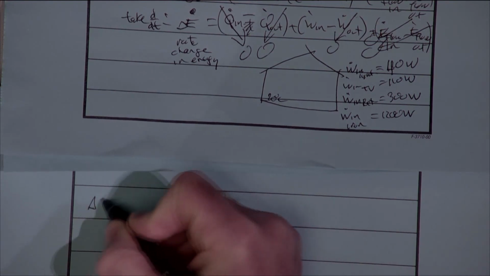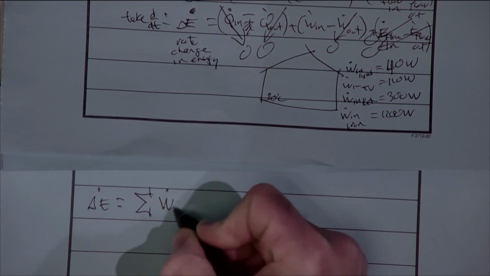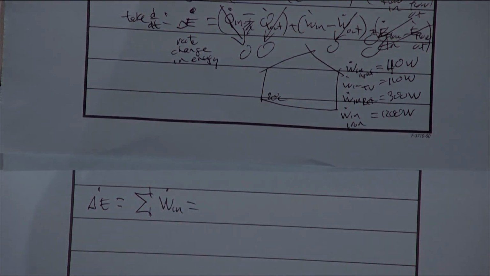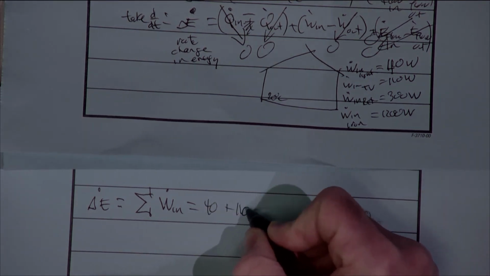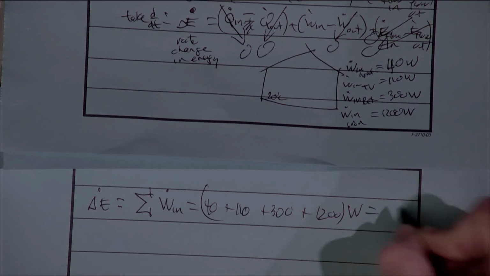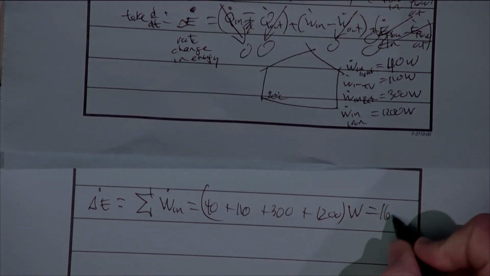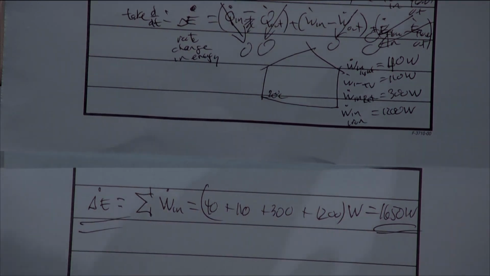we would basically just have that the delta E dot is going to equal the summation over all these W dot in terms. So it's just a matter of adding everything together. 40 plus 110 plus 300 plus 1200. They all have the same units of watts. So basically 1650 watts. So that's the rate at which the energy is changing within this particular room. Again, just to get you thinking about the nature of heat transfer and work, these are not particularly complicated problems here in this part of Chapter 2. So are there any questions on this one?